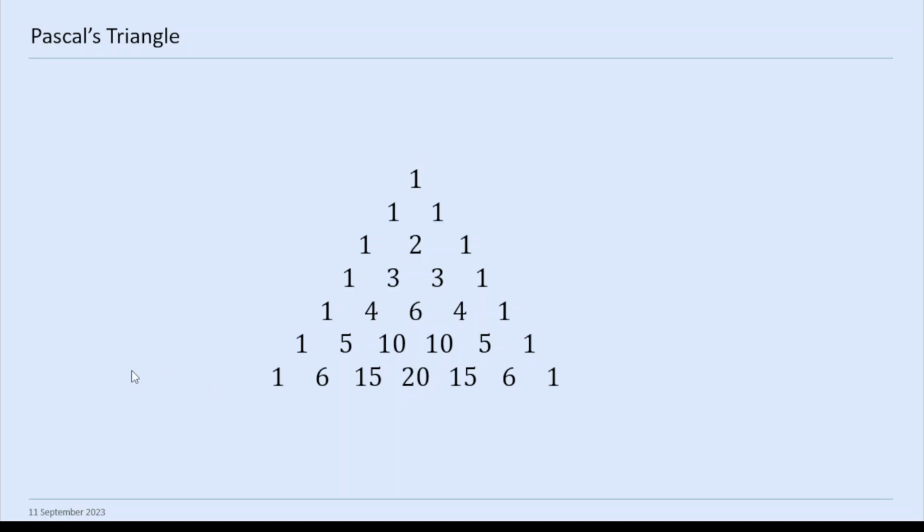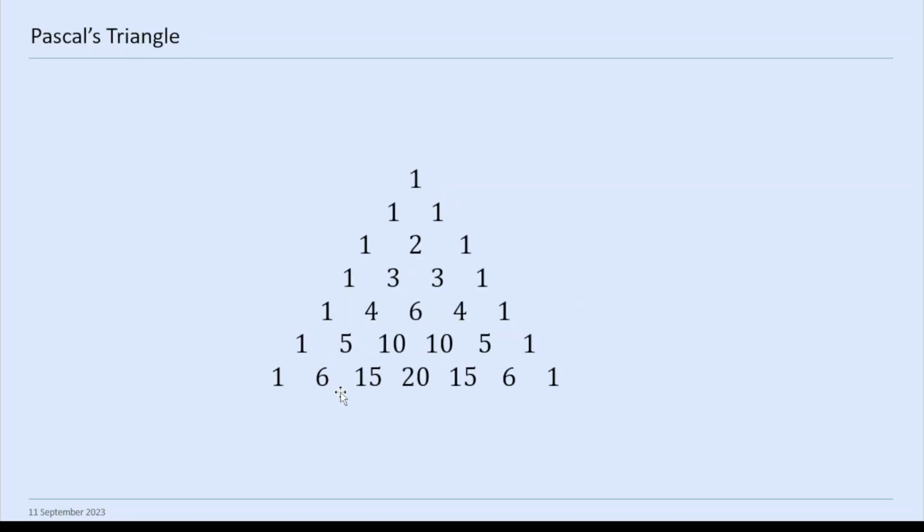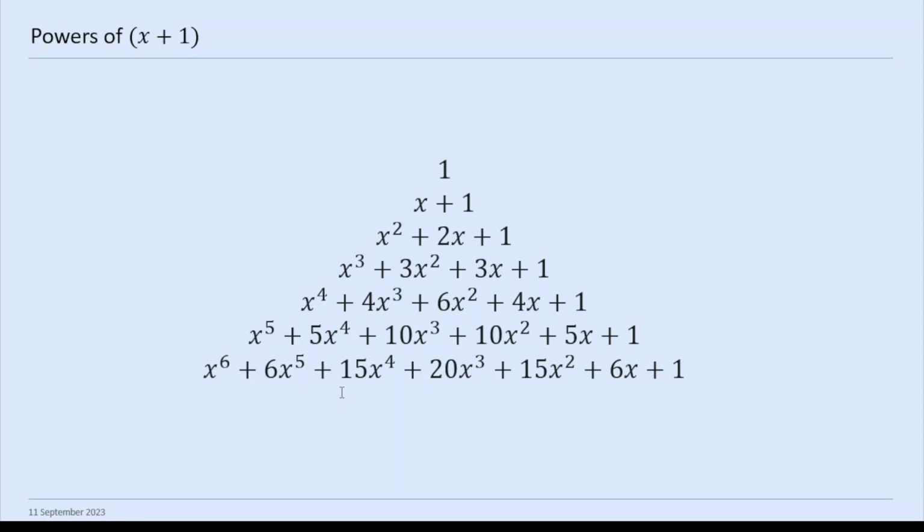It's perfectly symmetric. Then we look at something else, which is all the powers of x plus 1. So here's 1, x plus 1, then x plus 1 squared is x squared plus 2x plus 1. x plus 1 cubed is x cubed plus 3x squared plus 3x plus 1, and so on. If we flick between them, that's the powers of x plus 1, that's Pascal's triangle. We notice that it's the same numbers.